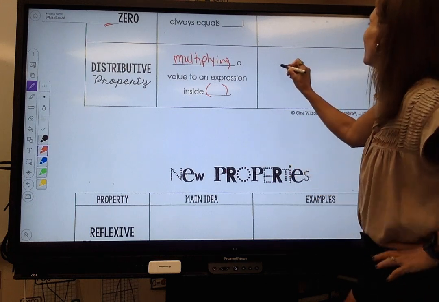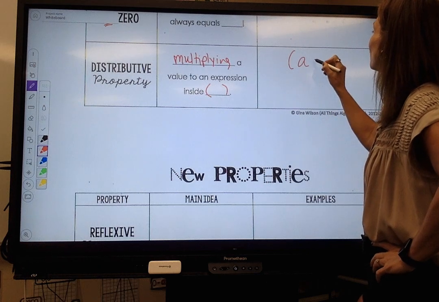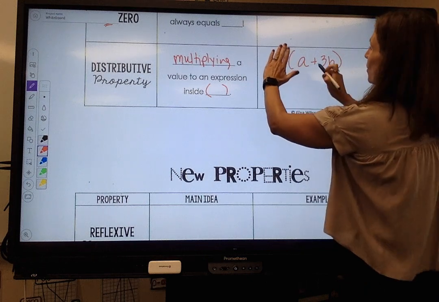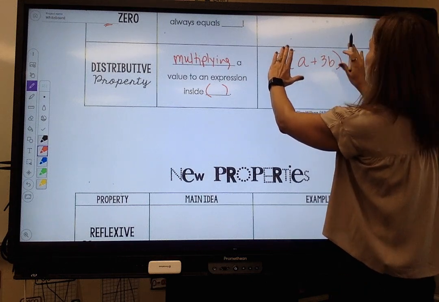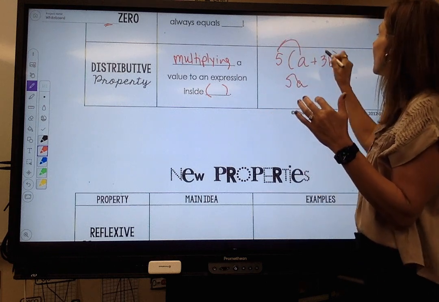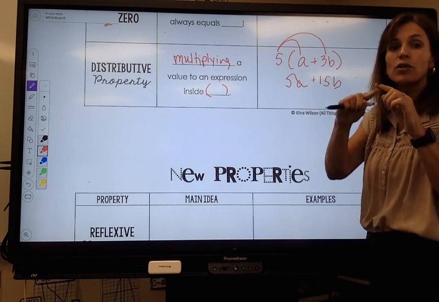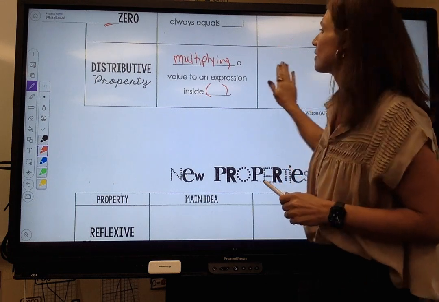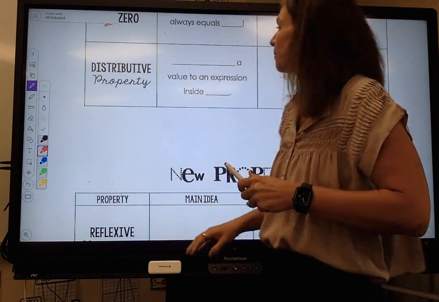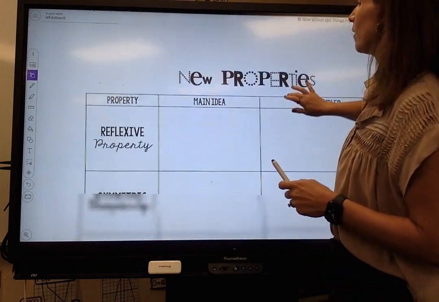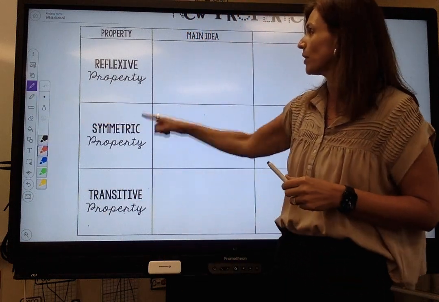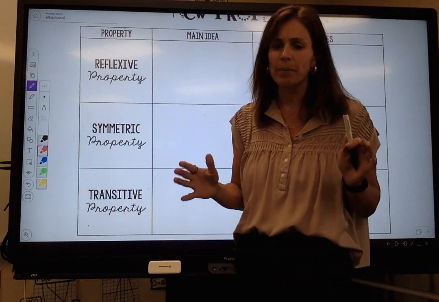So let's do this. If you have apples and 3 bananas, okay? So in 1 week, my mom wants me to pick up at the grocery store 1 apple and 3 bananas. Well, at the end of 5 weeks, I would have 5 apples and I would have 15 bananas. You distribute equally inside those parentheses. That's the distributive property. This year, we have 3 new properties. So, looking further down, we have reflexive, symmetric, and transitive. You may have looked at them last year, but they might be brand new.